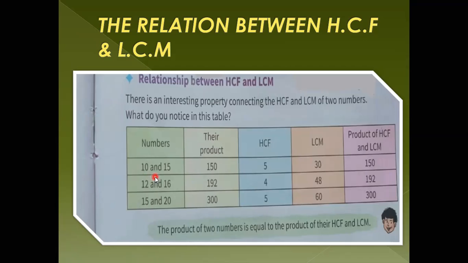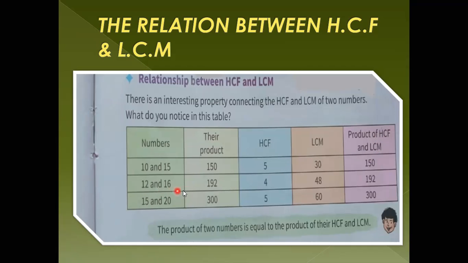The numbers given here are 10 and 15. Their product means you should multiply 10 into 15, and you will get 150. For 10 and 15, the HCF is 5, and the LCM is 30. And again, the product of HCF and LCM means 5 into 30. These two you have to multiply, so you will get 150.